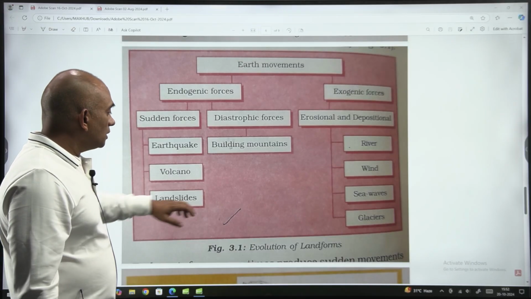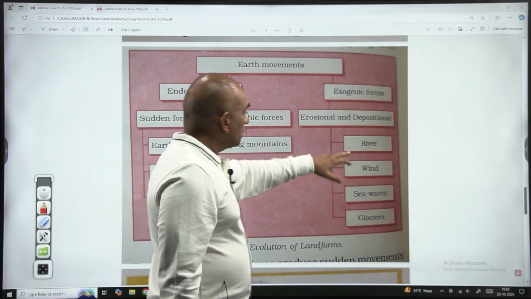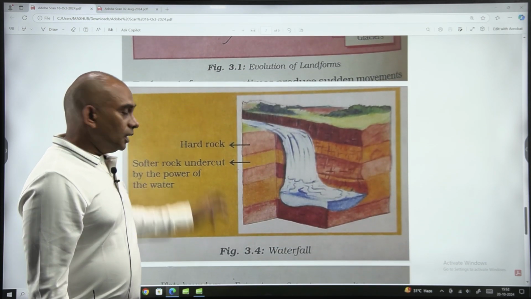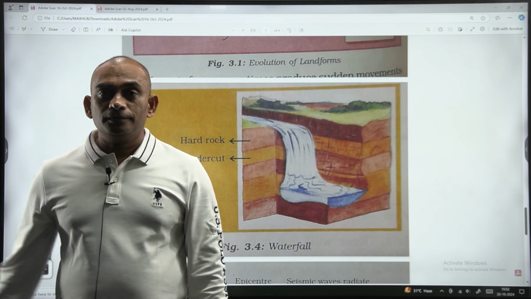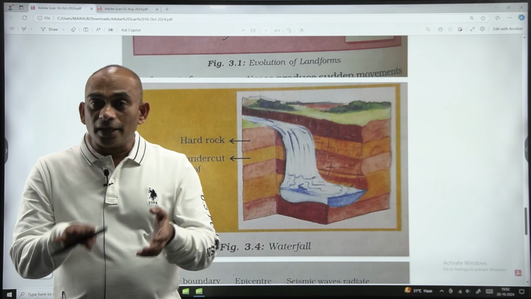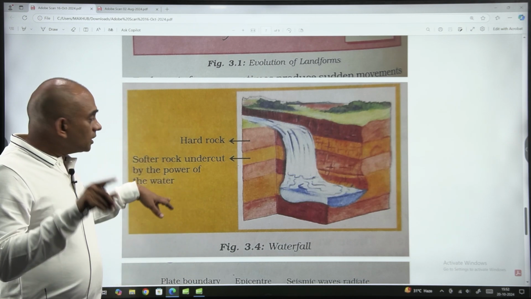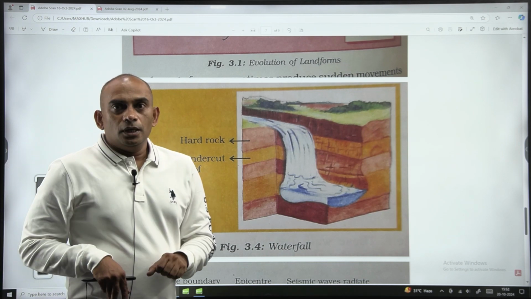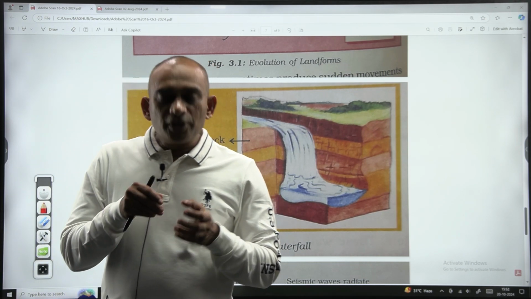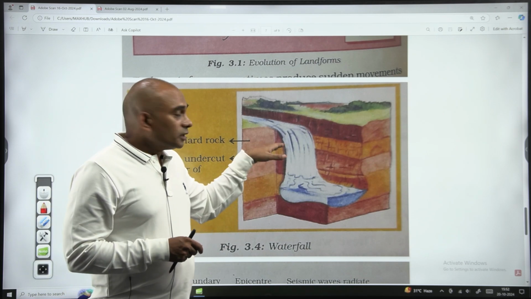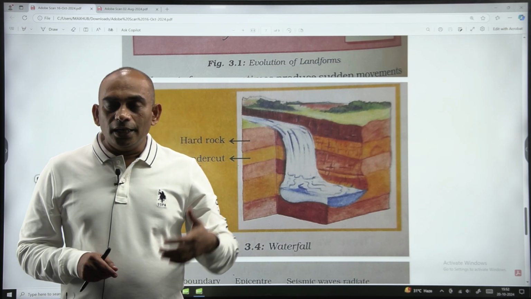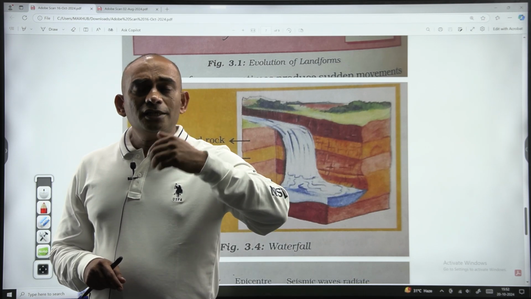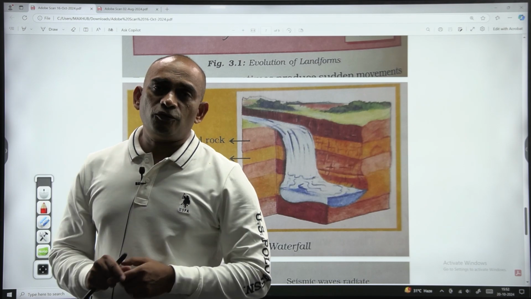Now look at these agents one by one. Now river. What is the river going to do? River is nothing but running water. This running water erodes the landscape. So when it is flowing, it encounters hard rock as well as soft rocks. So over a period of time, because of this erosion, the river at some places plunges down and forms a waterfall. That means it tumbles at a steep angle and forms a waterfall.